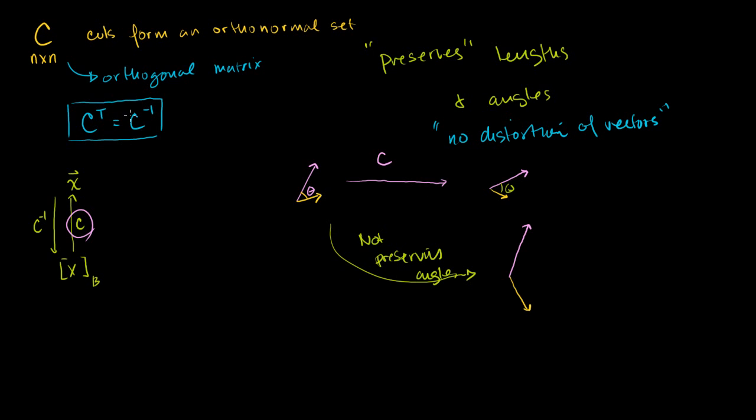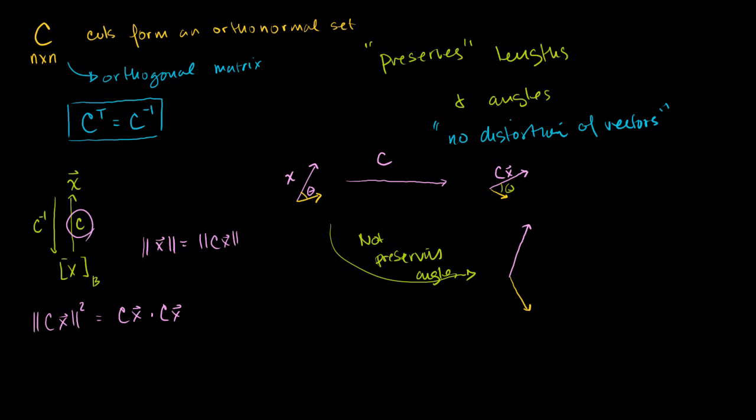So I've shown you the intuition of what that means. Let's actually prove it to ourselves. Let's say this pink vector here is x, and this pink vector here is Cx. I'm claiming that the length of x is equal to the length of Cx. Let's see if that's actually the case. The length of Cx squared is the same thing as Cx dot Cx.